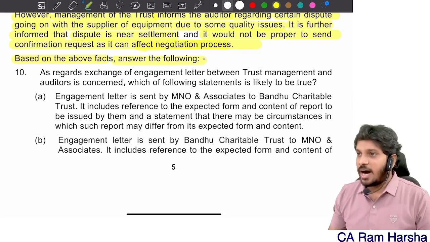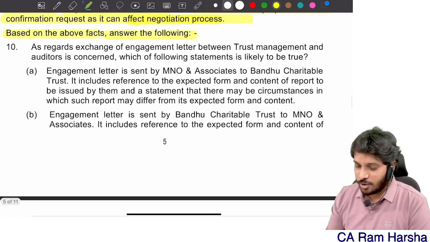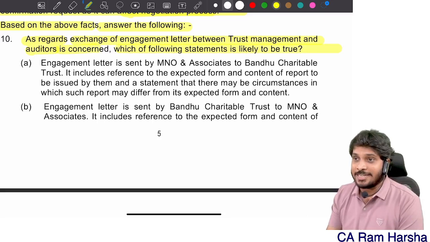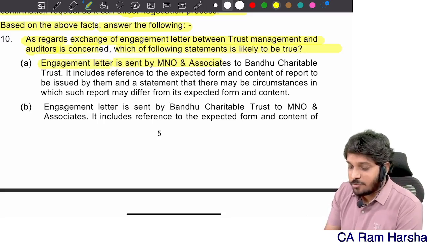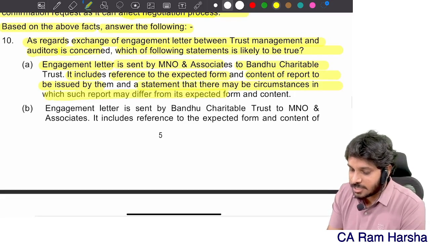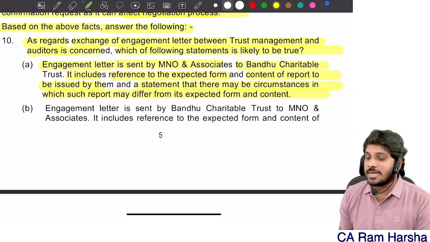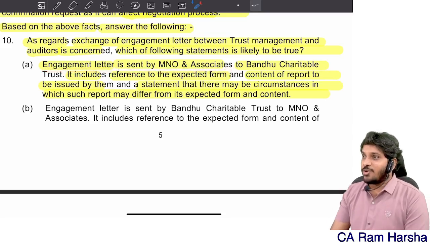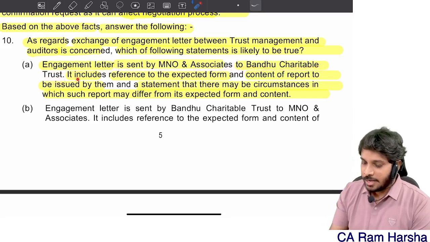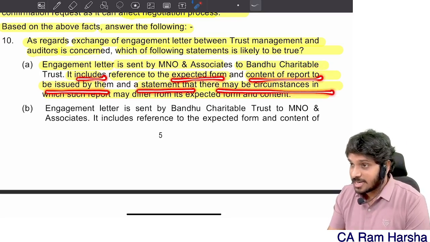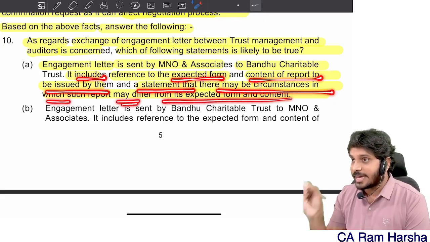Based on the above facts, answer the following. As regards the exchange of engagement letter between trust management and auditor, which of the following is likely to be true? Option A: Engagement letter is sent by MNO Associate to Bandhu Charitable Trust. It includes reference to the expected form and content of the report to be issued by them, and a statement that there may be circumstances in which such report may differ from its expected form and content. Once again I'll repeat. Engagement letter is sent by MNO Associate to the trust. It includes the expected form and content of the report to be issued by them, and a statement that there may be circumstances in which such report may differ from the expected form.